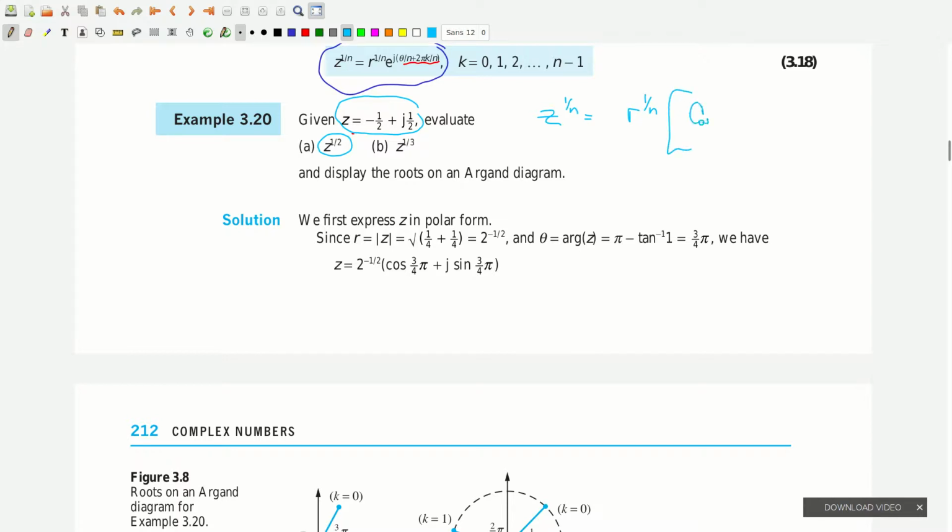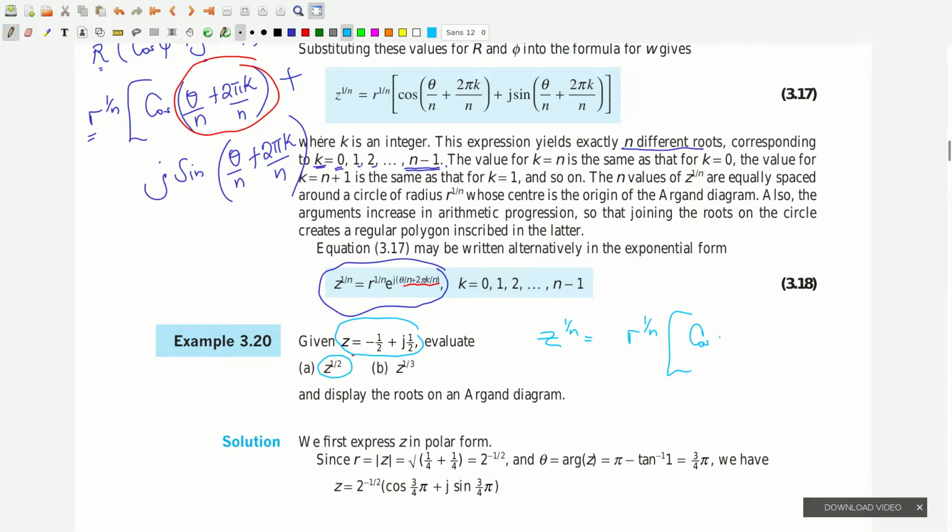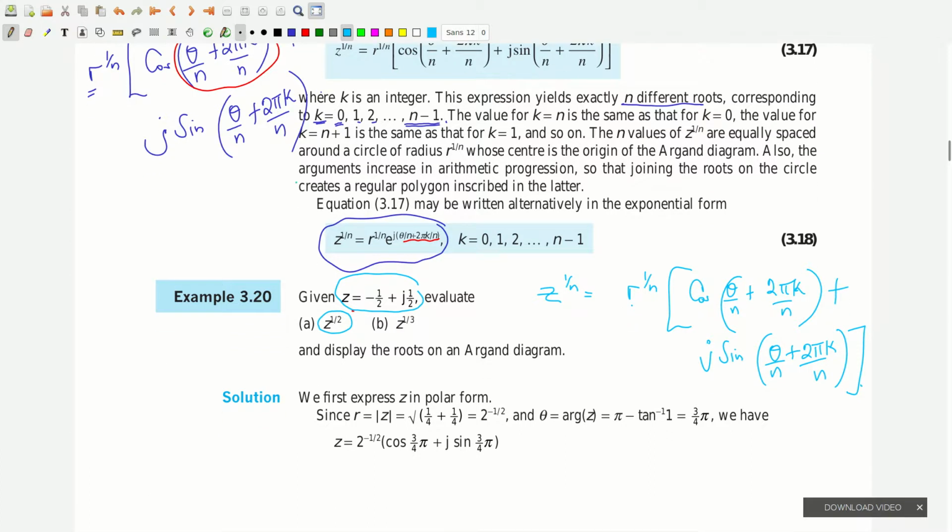Then we have cos, and what do we have here? Theta over n plus 2 pi k over n, plus j sine theta over n plus 2 pi k over n. Then the rest is just for us to substitute. R, we can find r. How do we find r? R is simply the modulus, which is the square root of x squared plus y squared.